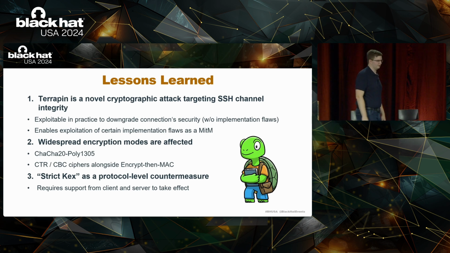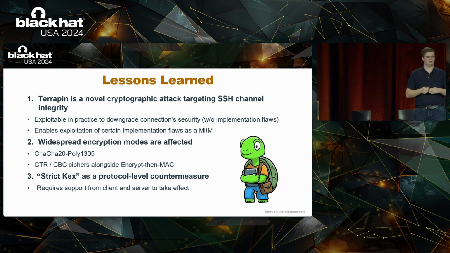Now, what have we seen in the last 30 minutes? Well, Terrapin is a novel kind of attack. It targets the SSH channel integrity, which is a rather rare attack. Usually, you are interested, for whatever reason, in trying to access the connection contents itself. And of course, we could exploit this in practice to downgrade, for example, user authentication, and this does not require any implementation flaw. However, the more impactful part of our attack is that it actually does allow exploitation of certain implementation flaws as man-in-the-middle attacks.